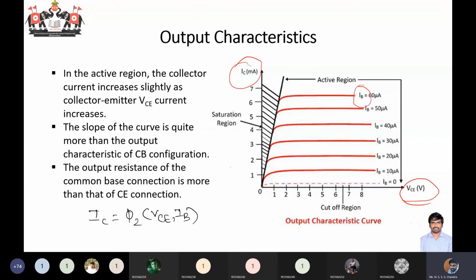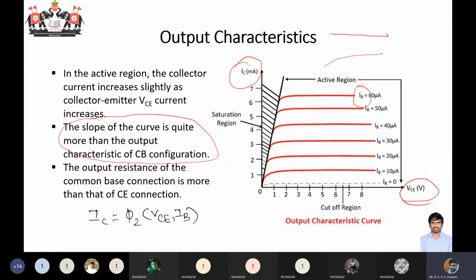Also you can see that the graph is nearly flat. Can you see that? So here also your current is flat, but if you compare with the CB configuration, it is not as flat. If you consider that CB is very much horizontal, this will not be very much horizontal, but will be slightly increasing. It will be flat, but compared to CB configuration, it is a slightly increasing graph. Okay. So the slope of the curve is quite more than that of the CB configuration.